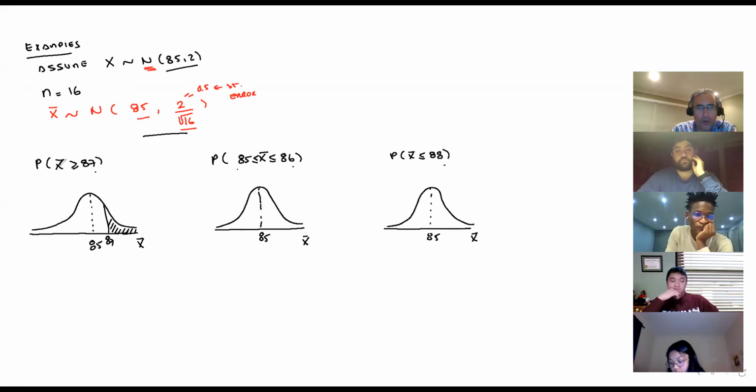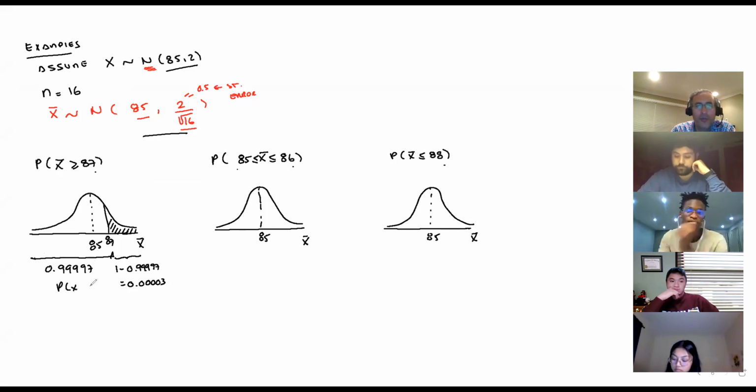Oh, wait a second. It's 1 minus that. Yeah, exactly. So it's going to be 0.99997. So this part here is going to be 1 minus 0.99997. That's basically equal to 0.00003, right? So the probability of having, in this sample of 16 people, an average larger than 87, given that I know this part here, is almost 0. Correct? Make sense to everyone?